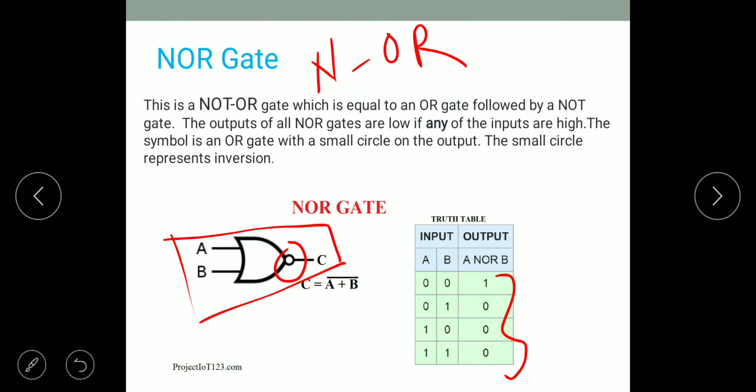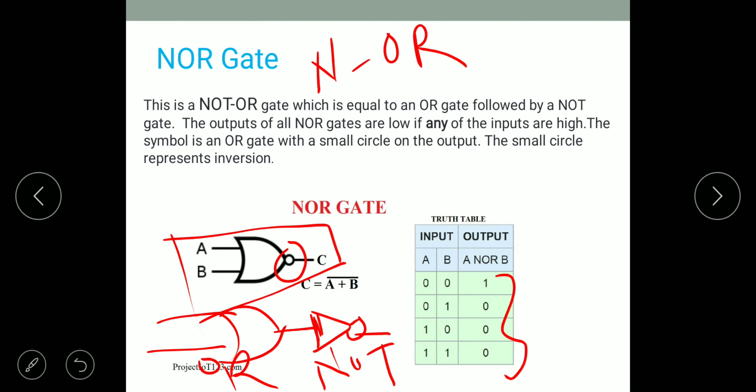If we draw an OR gate and a NOT gate, you can draw it like this. This is the OR gate, and this output is the OR gate output, and if we connect a NOT gate here, the output will get inverted. So here is the OR gate operation, then we add the NOT gate. This is the NOT gate.